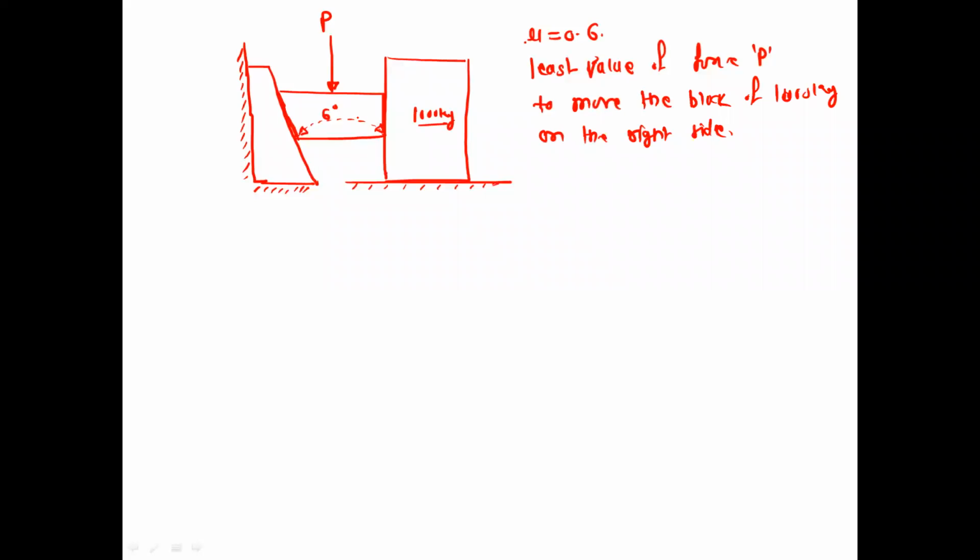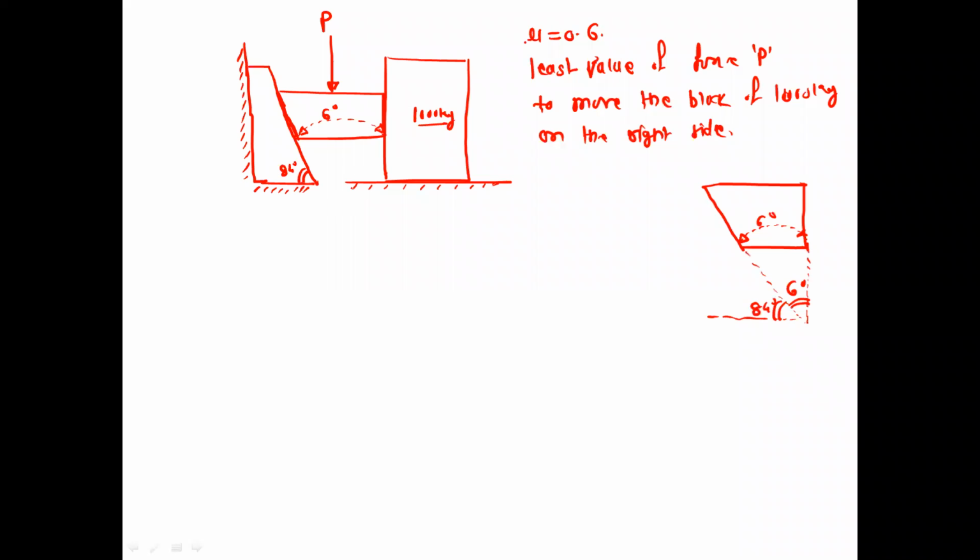So the wedge used is having the wedge angle of 6 degree. So here 6 degree means, so this is the wedge. This angle is given as 6 degree. So if you extend this line, then at this corner, angle is 6 degree. Okay. So this is 6 degree. So this angle will be 90 minus 6. So it is 84 degree.